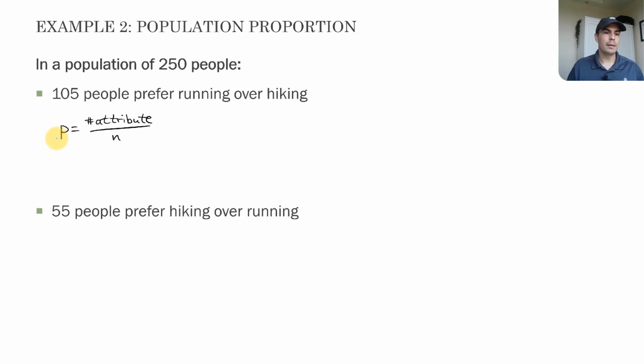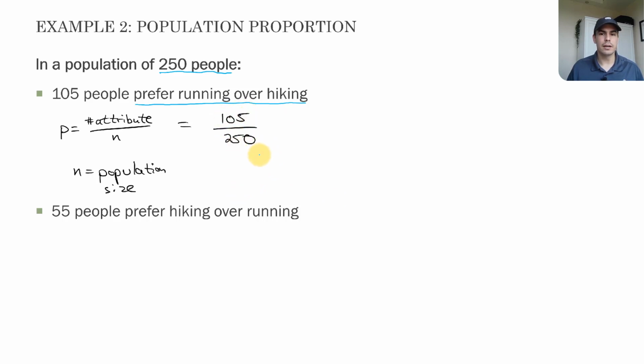Okay, so my P is equal to the attribute that we're looking at. So the attribute that we're looking at is preferring running over hiking. Okay, that's the attribute that we are trying to find the population proportion of. Divided by n, where n again is my whole population size. In this case, that's going to be 250 people. So that's going to be the proportion 105 divided by 250, which gives me a proportion of 0.42.